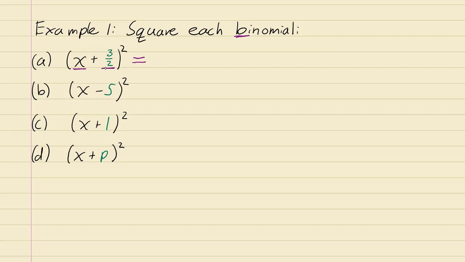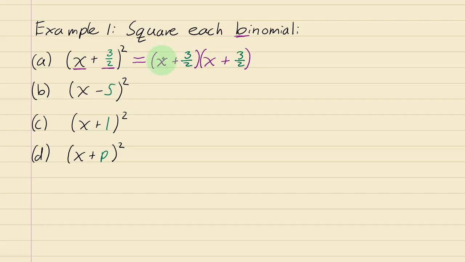So what happens when you square things with two terms? Well, it means multiply it by itself. That's what it means to raise something to the power 2. So we're going to do x plus 3 over 2 times x plus 3 over 2 there. And then we can FOIL this out.